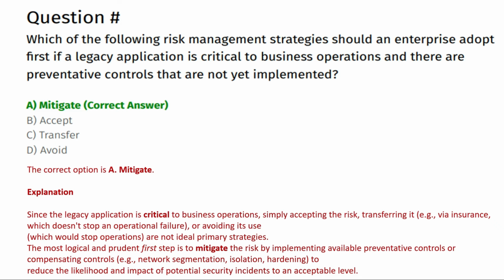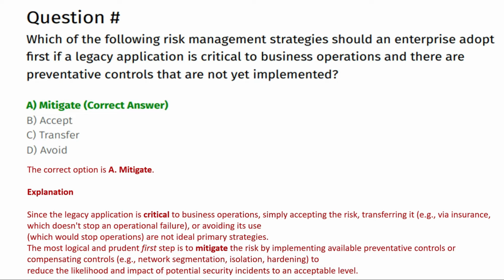The next question is, which of the following risk management strategies should an enterprise adopt if a legacy application is critical to business operations and there are preventive controls that are not yet implemented? Option A, mitigate. Option B, accept. Option C, transfer. Option D, avoid. And the correct answer for this question is option A, mitigate. So let's check the explanation.